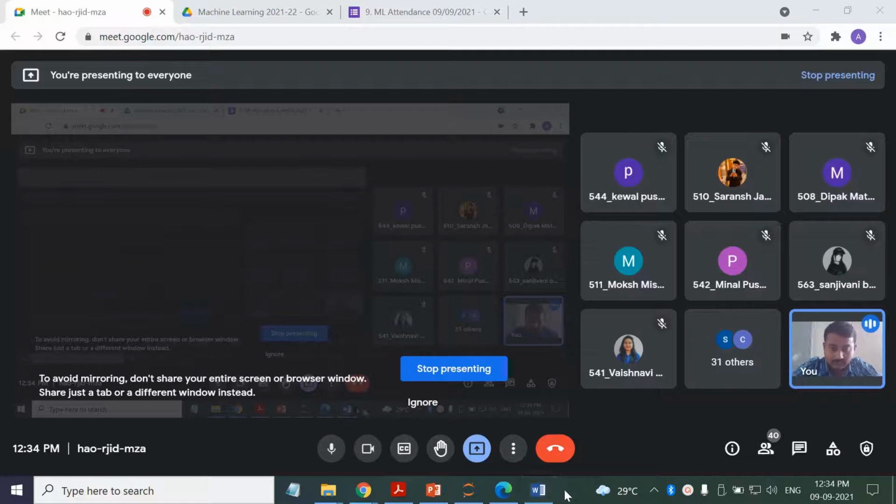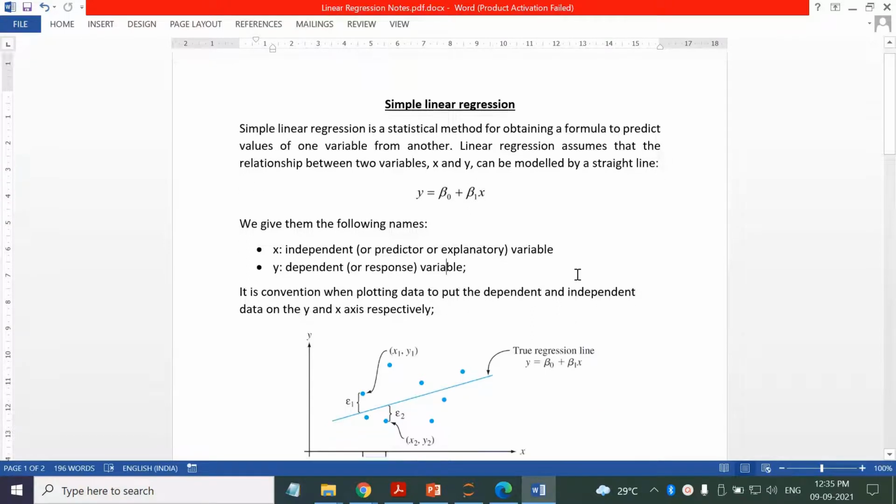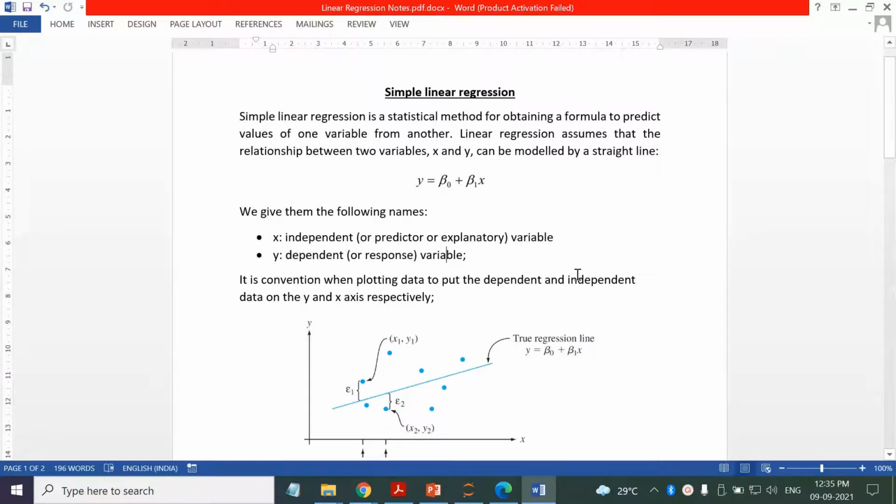So in yesterday's class we implemented linear regression, and today we will finish linear regression. So I am providing you the notes, and we'll just go through the notes that I have given here.